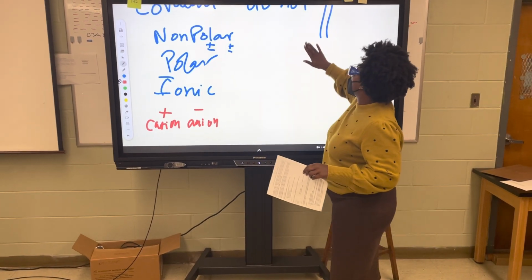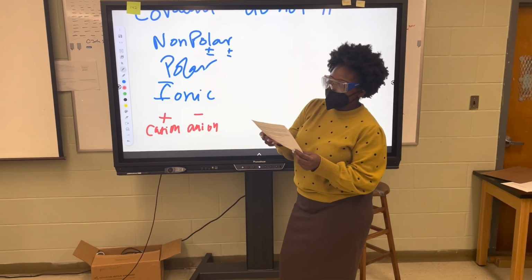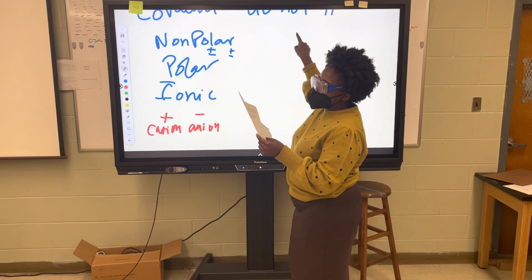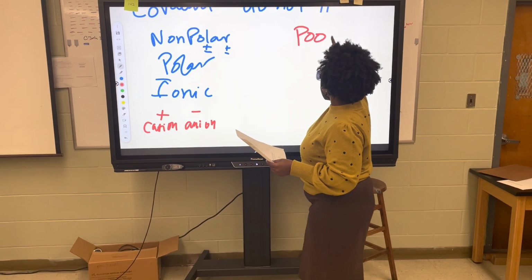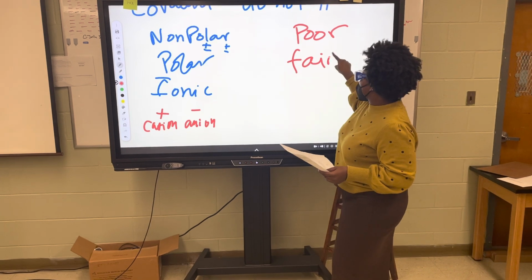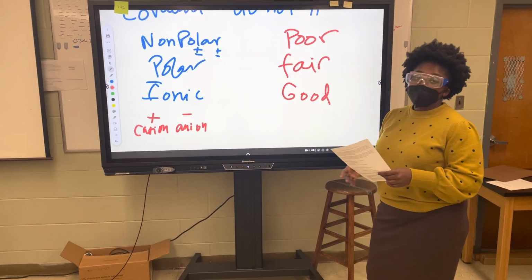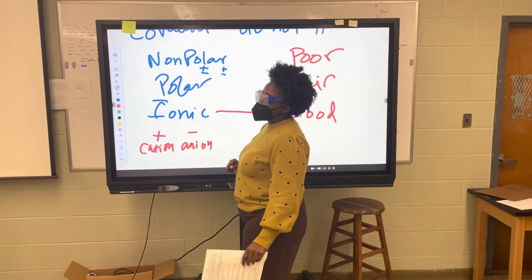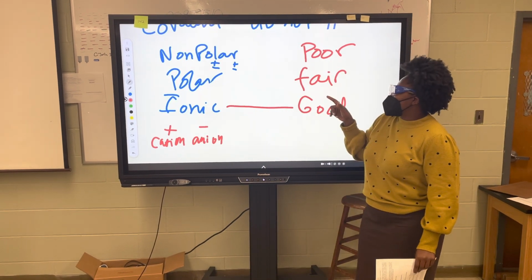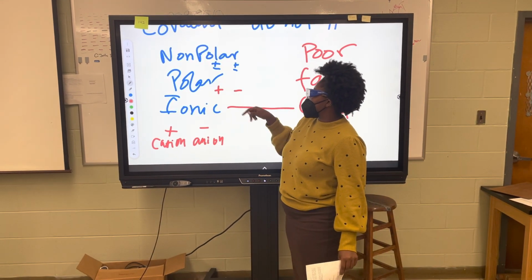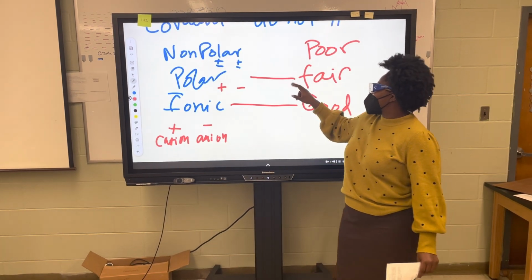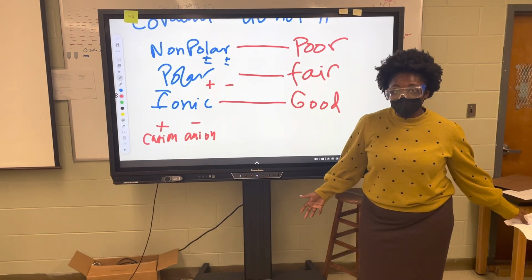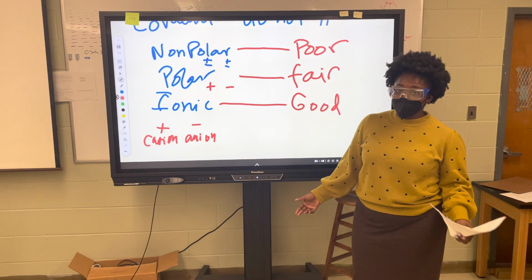So knowing this information, let's use our three categories for our results, our conductivity, to figure out who goes with what. So our first category was poor. We had fair, and we had good. Well, we know from our paragraph earlier that ionic compounds are good conductors of electricity, so we know ionic is going to be good. Now, polar has a slightly positive and a slightly negative, so that would create fair conductivity. Nonpolar, of course, is going to be poor because there's no positive and there's no negative branch.